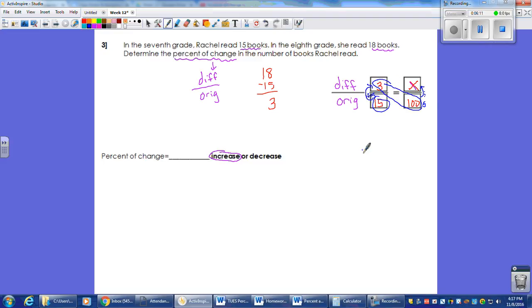So 3 times 100 is 300, and 300 divided by 15, 15 goes into 30 2 times, remainder of 0, and 15 goes into 0 0 times. And if you would have done 100 divided by 5, you would have also got 20. So this is a 20% increase. So it's going up.